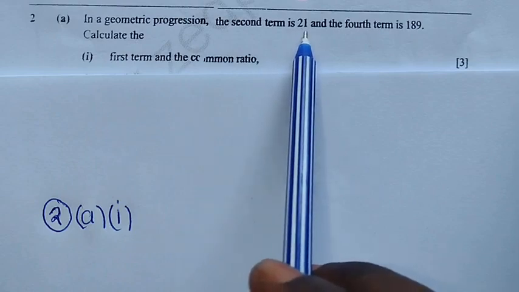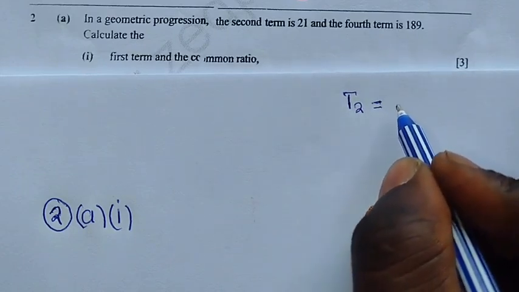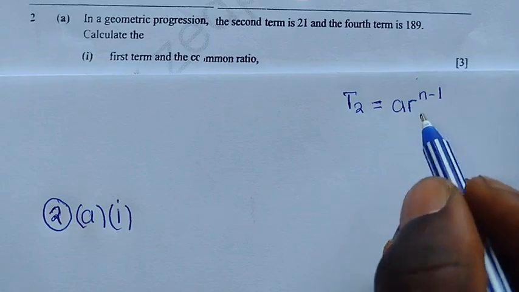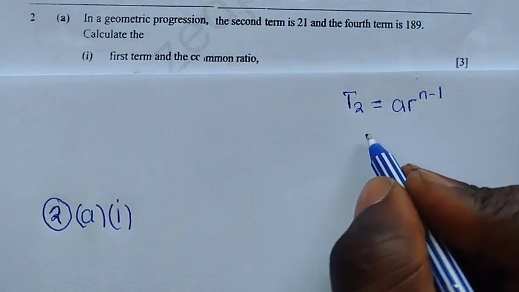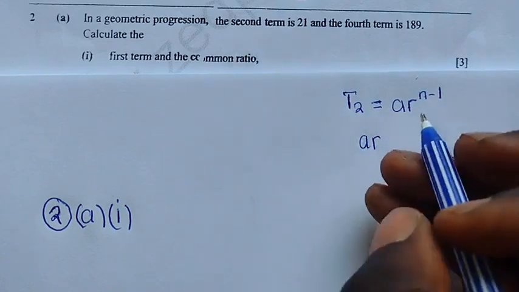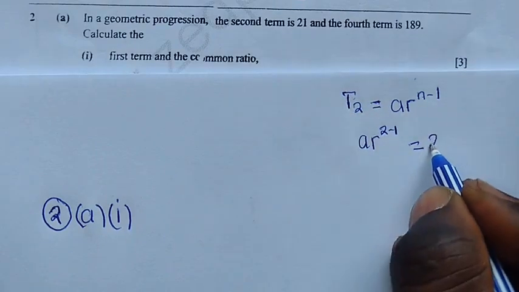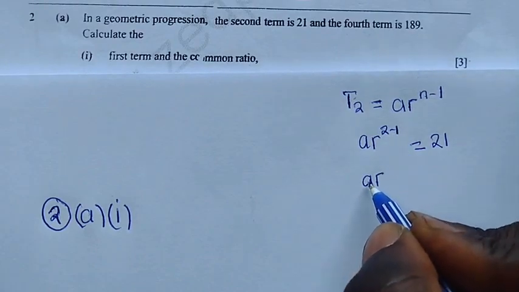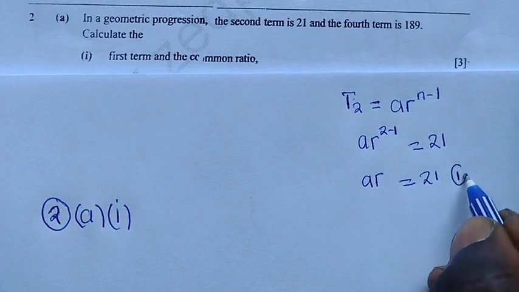They are saying the second term is 21. So you write T2 equal to, because this is a geometric progression, the formula in finding the terms we use ar^(n-1). This T2 is the value which you have been given, which is 21. So here you just say ar. n is the number of the term, which is the second term, so it will be 2 minus 1. Equal to 21. 2 minus 1 is just 1, so we just say ar^1, or don't indicate the 1, equal to 21. You name this as your equation 1.